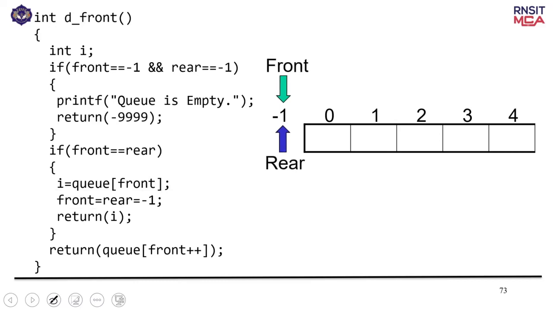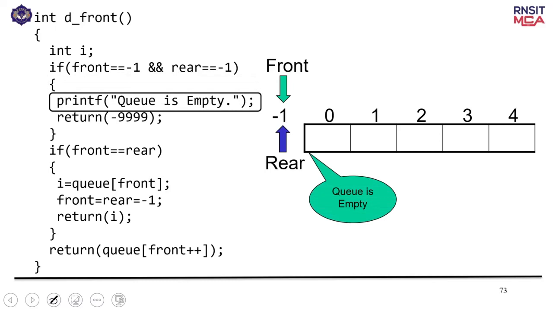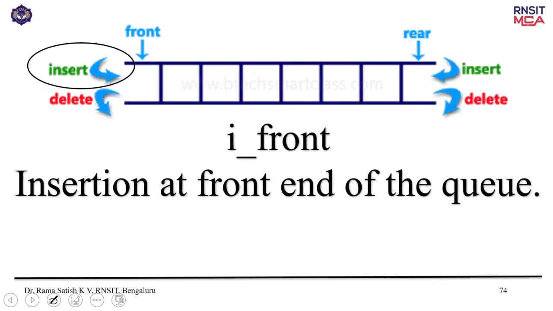Now the last operation, delete from the front, again you call. What happens if front is equal to -1 and rear is equal to -1? Yes, in such cases, what do you display? You display again Q is empty and return. Now, insert front. So, inserting front.